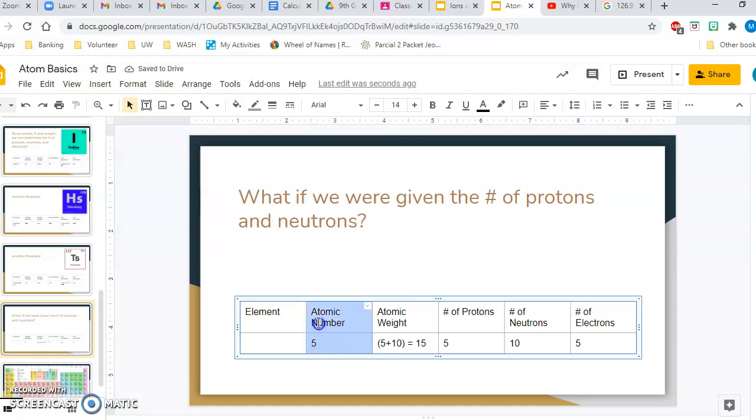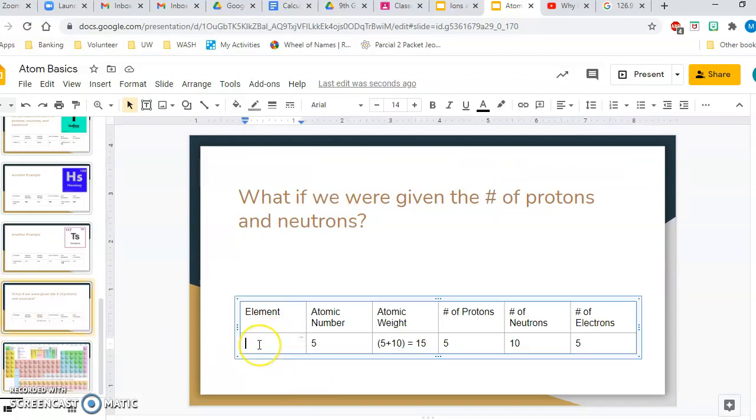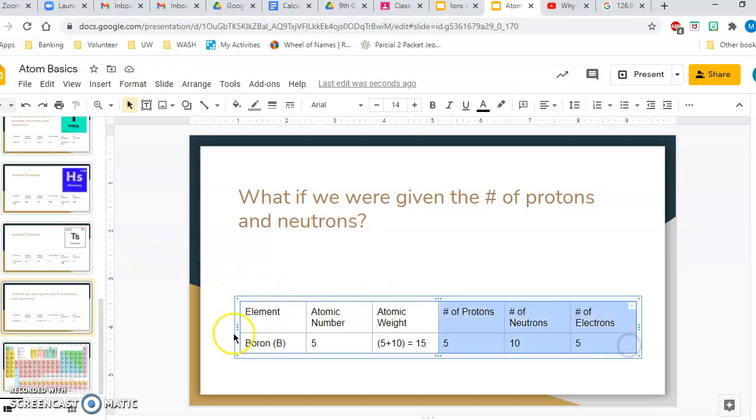And then we're going to use our periodic table and look for the element number 5. So I actually have one here. Number 5 is boron. So we're going to put our element is boron, B. So we can go either way with it. Given this information, we can find our element, or given our element, we can find this information.